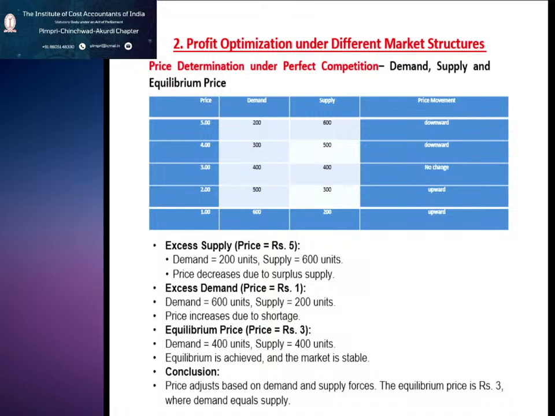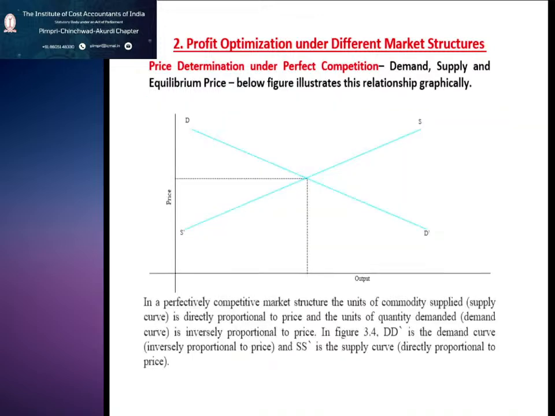So excess supply, excess demand, equilibrium price, and in a way price adjusts on demand and supply forces. The equilibrium price is 3 in this example where demand equals the supply. So we saw the graphical presentation of equilibrium price wherein the relationship between demand supply curve and the equilibrium price is shown.